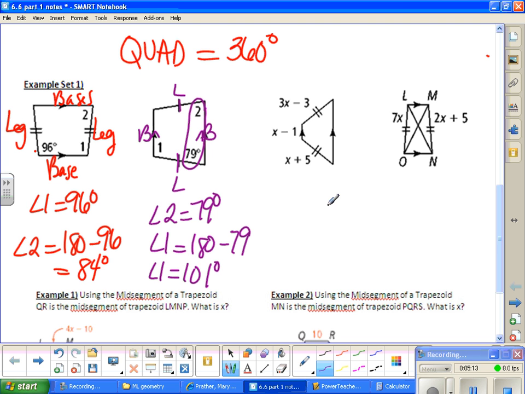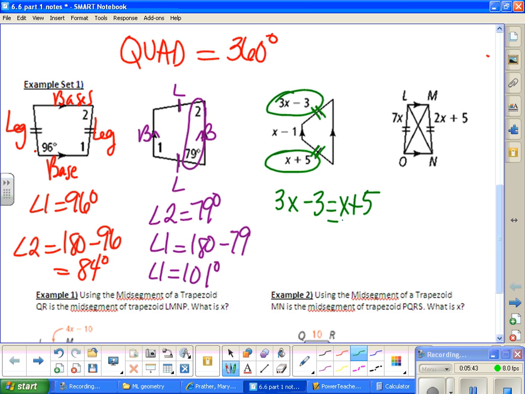Next two are actually the same thing, but you're having to solve for the variable. Here's an isosceles trapezoid, and these two symbols are telling me that these legs are congruent. So if they're congruent, then all I want to do is take these two expressions and make them equal to each other. So I have 3x minus 3 equals x plus 5.